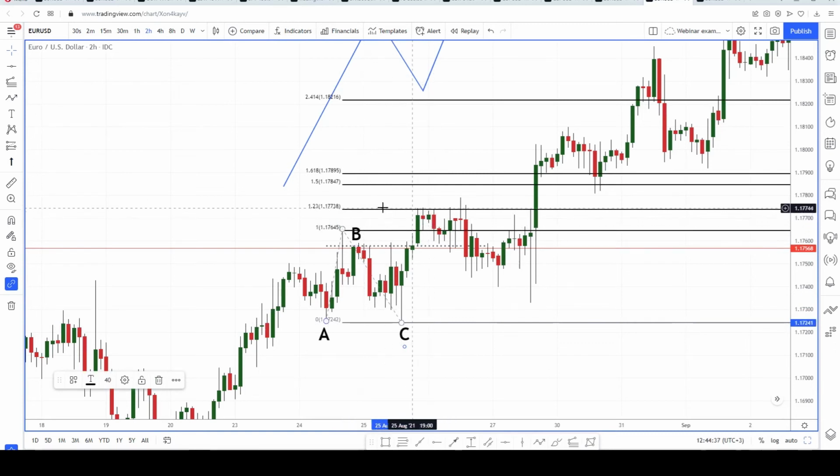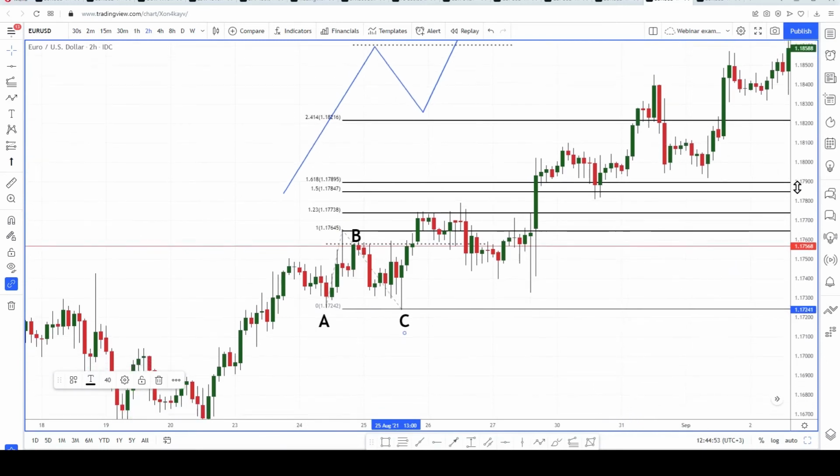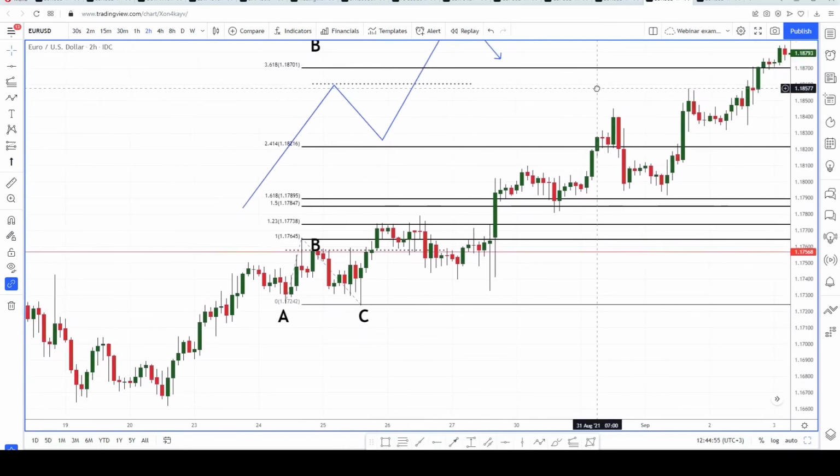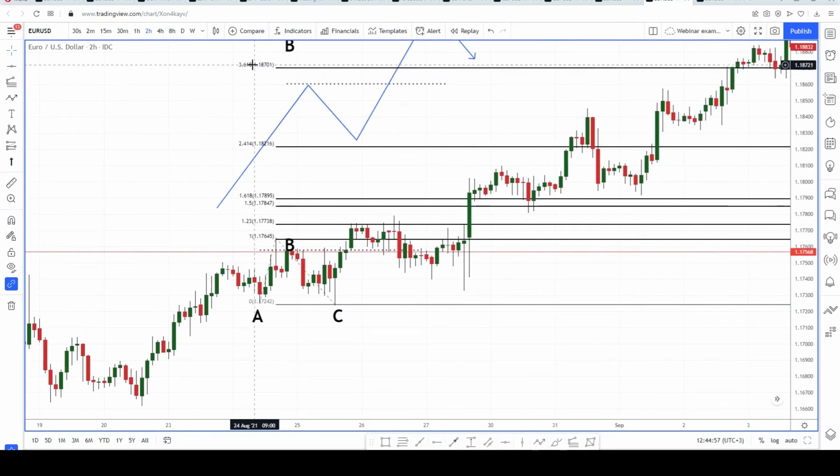As you can see, the 1.23 was a target level for somebody. The market struggled to get above it. Then we moved to 1.5 and 1.6. We moved also to 2.41. And let's see if it actually moved also to 3.61. So with this approach, you can see more bigger moves. You can catch the bigger moves.